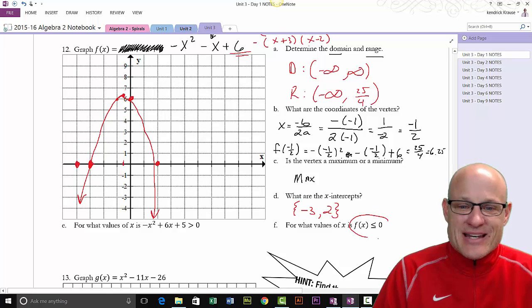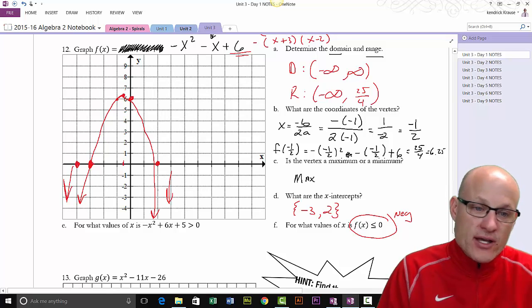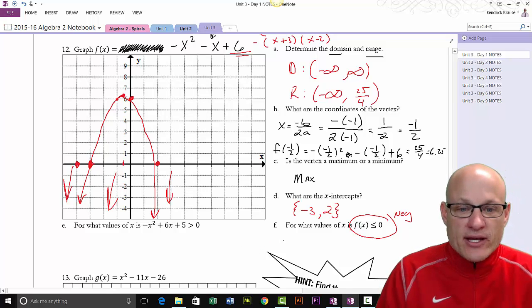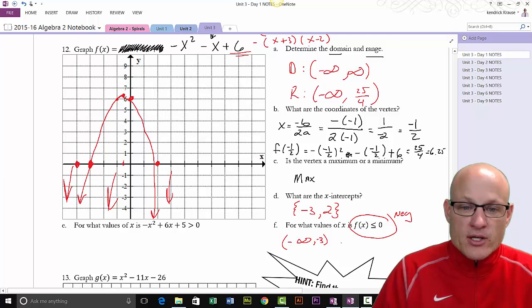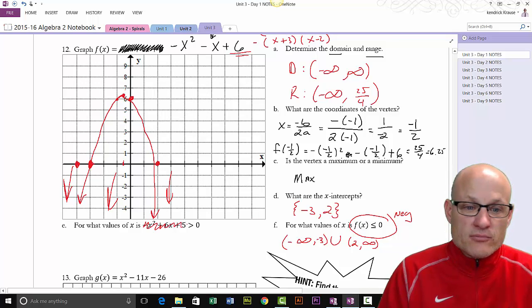For what values is f of x negative? That means when is it below the x-axis? It's below the x-axis from negative infinity to negative 3, but not including negative 3, union 2, but not including 2, all the way up to positive infinity. Now, we're not using this one. We changed functions. It's negative x squared minus x plus 6.